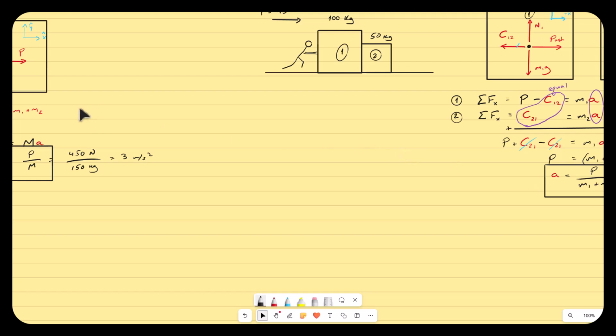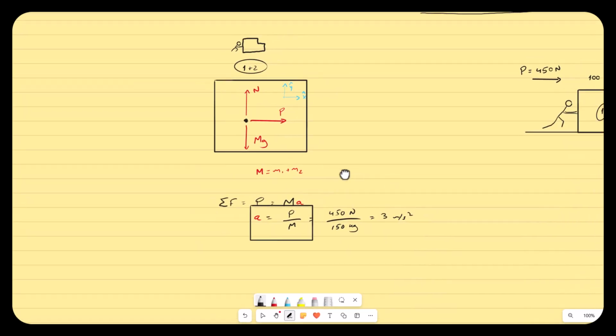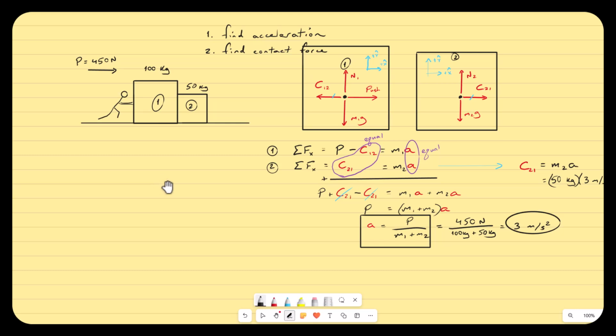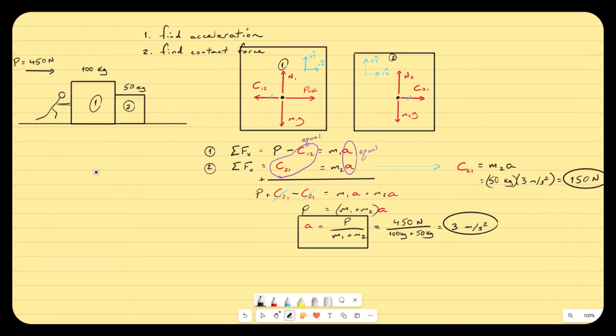The downside to doing this way, because it sure does look like, man, that's faster. The downside to doing this, I've treated the whole thing as one system, which eliminates any internal forces. The second part of this question was asking for that contact force, which is an internal force. So if I want to solve the second part of this problem, I'm still going to have to do a free body diagram for block 2. It'll look exactly the same as it did back here. So there's not extra work.